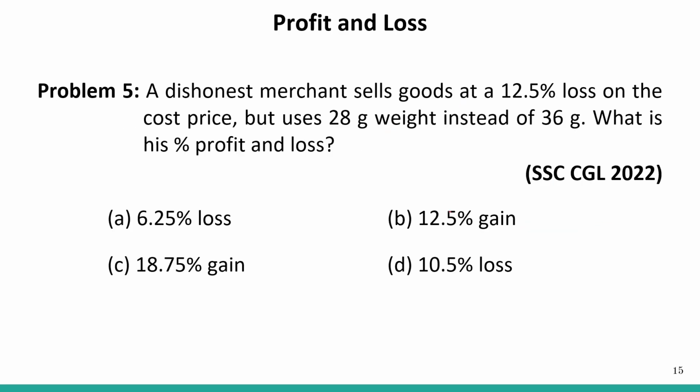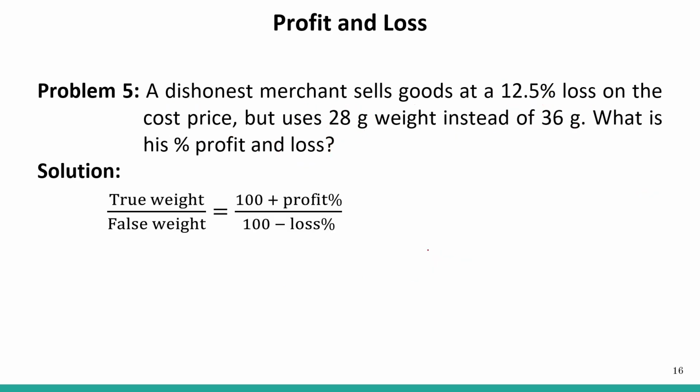Okay, so let's go forward with problem number 5. A dishonest merchant sells goods at a 12.5% loss on the cost price, but uses a 28 gram weight instead of 36 gram. Then what is his profit percentage or loss? This question has been asked in the SSC CGL 2022 paper. So is it 6.25% loss, 12.5% gain, 18.75% gain, or 10.5% loss?